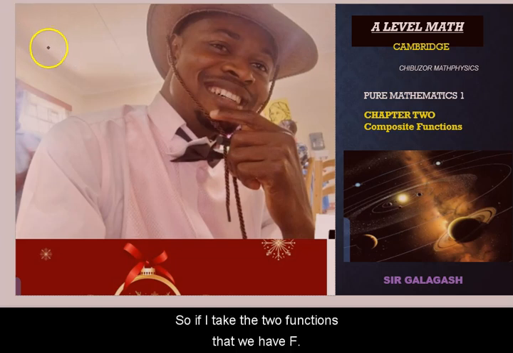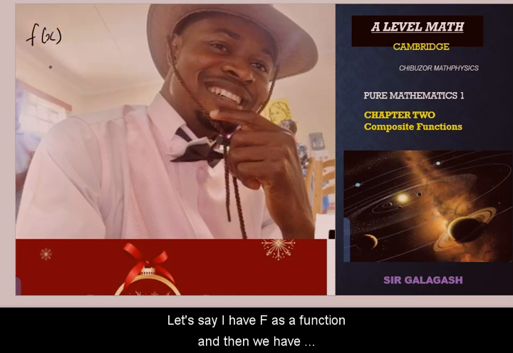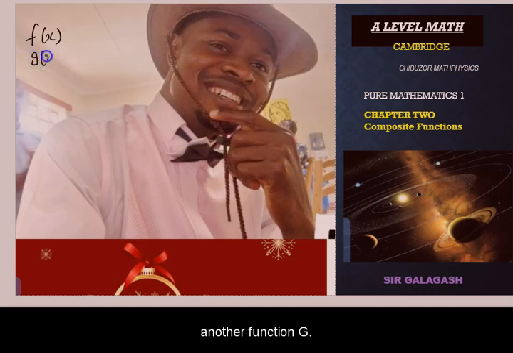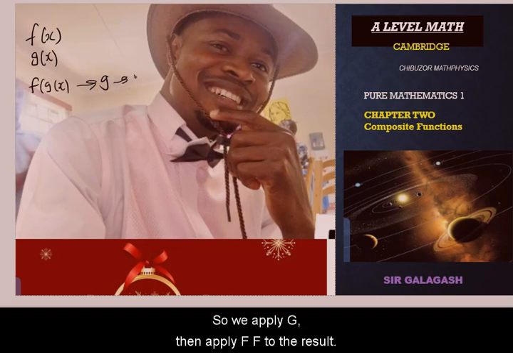So if I take the two functions that we have, f of x as a function, and then we have another function, g of x. The composite function would be f g of x. So this is a composite function. So it means that we first apply g, then apply f. So we apply g, then apply f to the result.